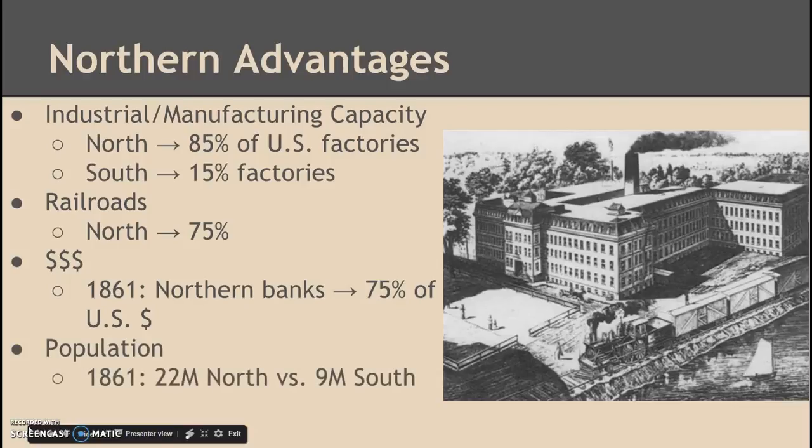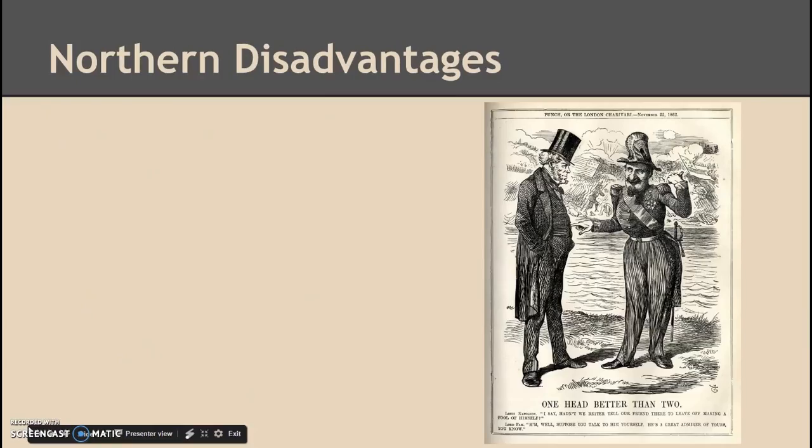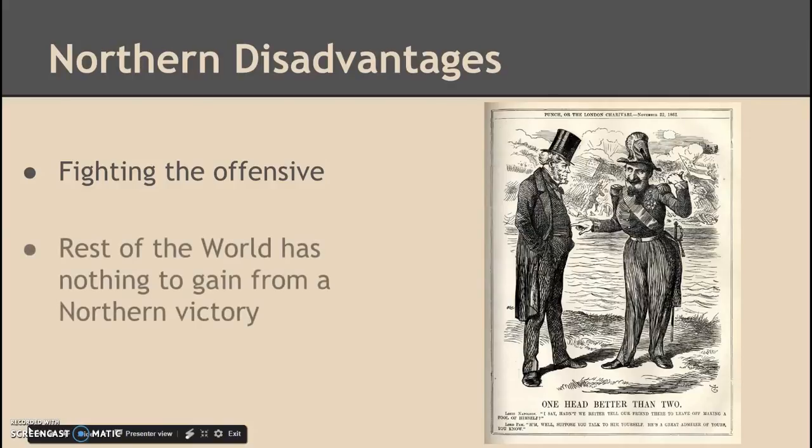And then, of course, the population advantage. In 1861, there were 22 million Northerners versus 9 million Southerners, and approximately 4 million of those 9 million Southerners were slaves. So it's going to be a huge population advantage for the North. The disadvantages of the North aren't quite so many. One, they're fighting the offensive, which is always harder to do, and also the rest of the world had nothing really to gain from a northern victory.